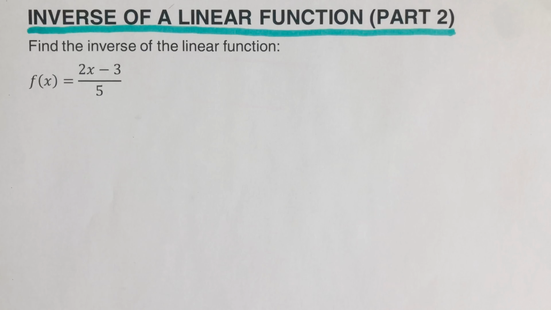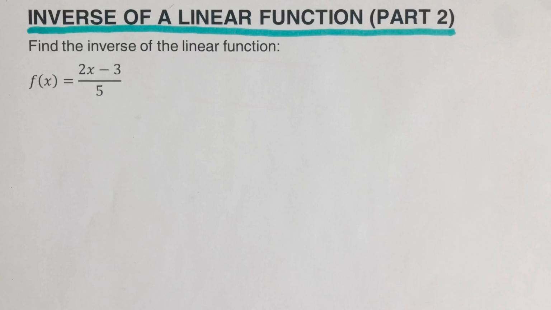The first step is to replace f of x with y. So in this problem right here, this f of x can be replaced with y is equal to, just copy the rest of them. So that would be 2x minus 3 over 5. So that's the first step.